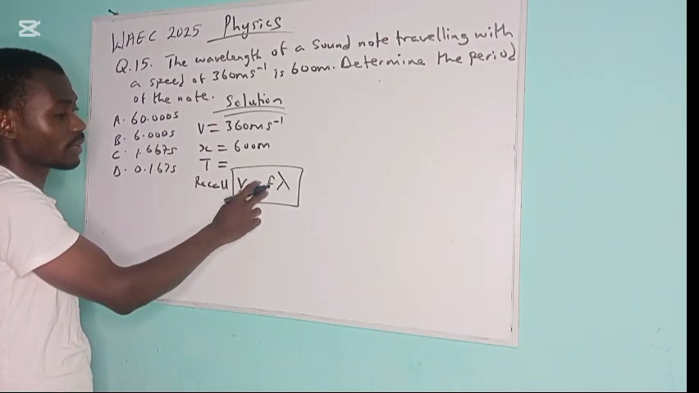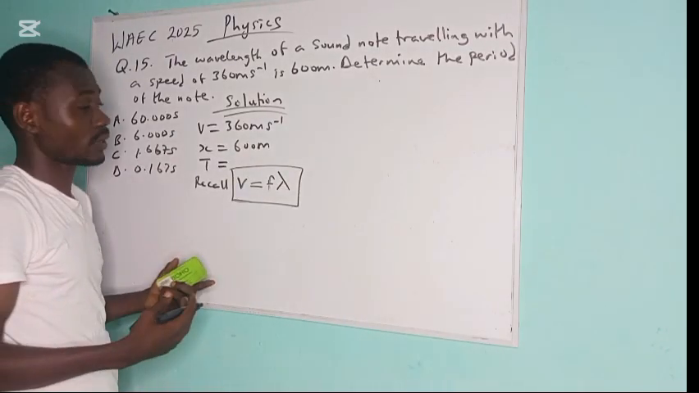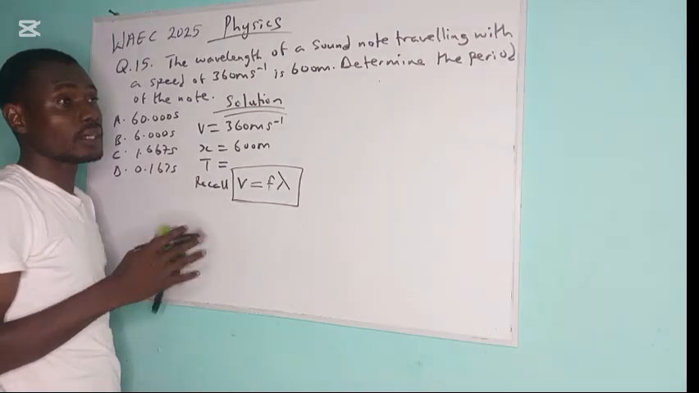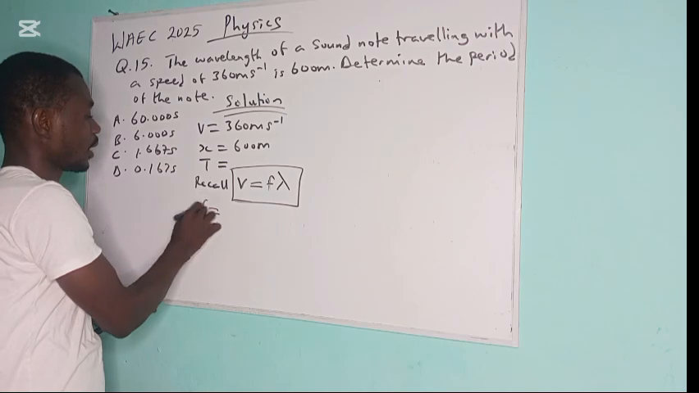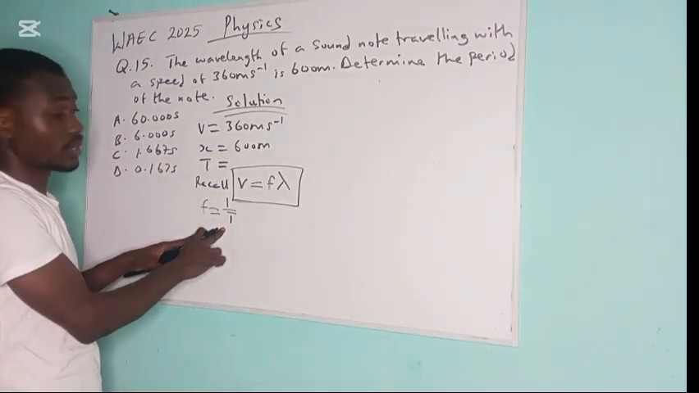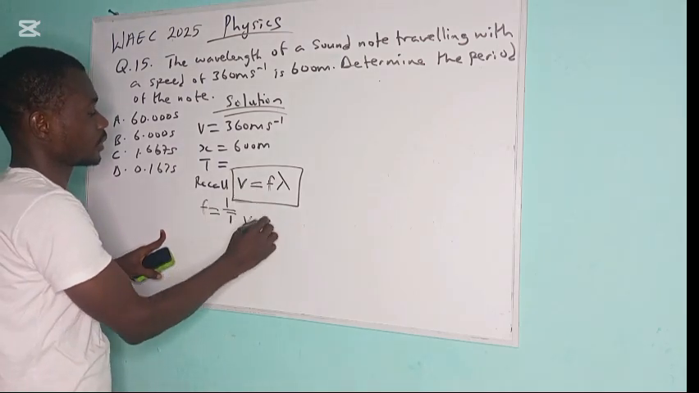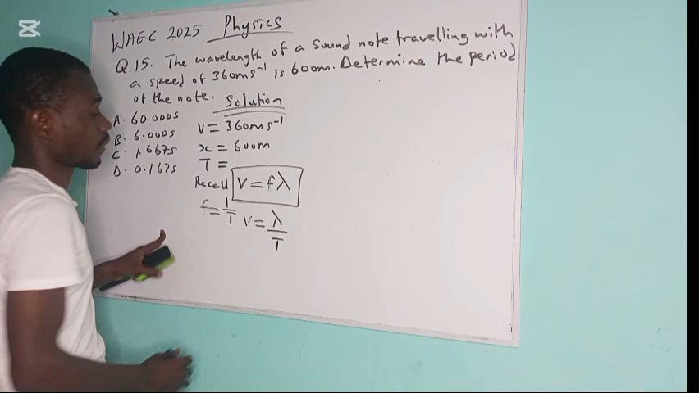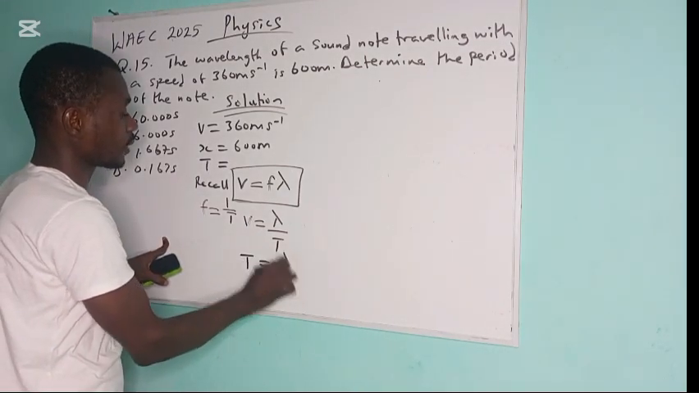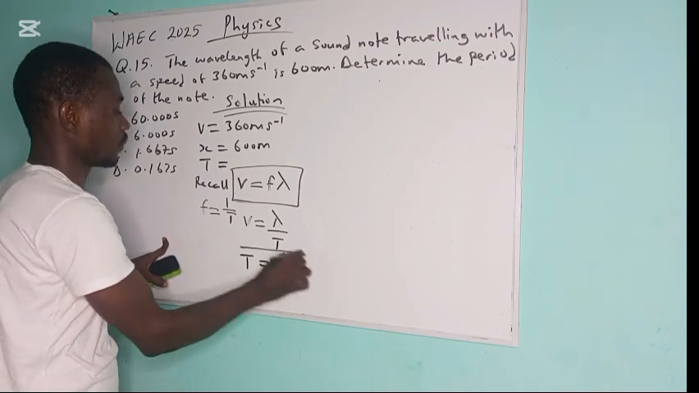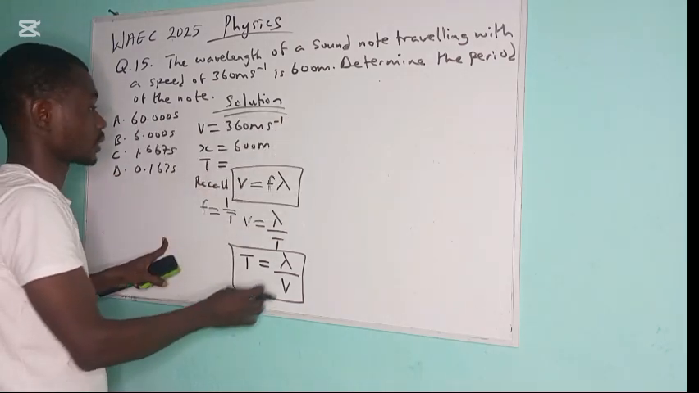So this frequency, you can see that frequency is not given here, but there is a relationship between frequency and the period. I mean, both of them are reciprocal to each other. Okay, F is 1 over period. So from here we can now say F is wavelength over V. Okay, so from here you can now say T is equal to wavelength over V. So we can now use this to determine the period of the note.